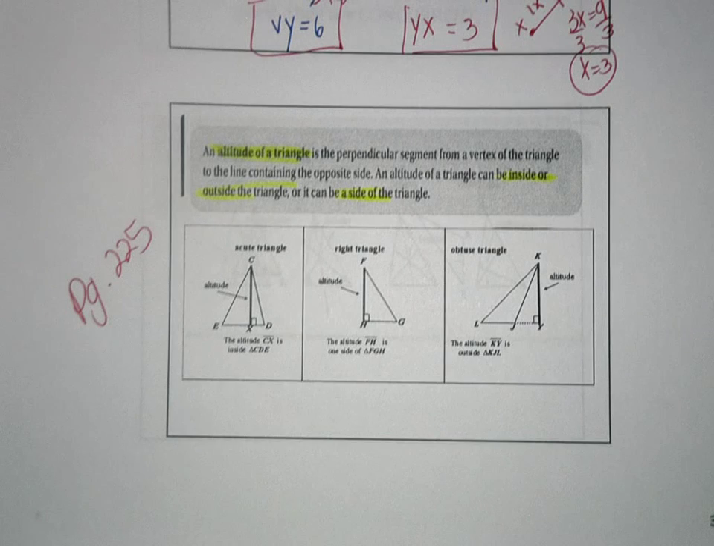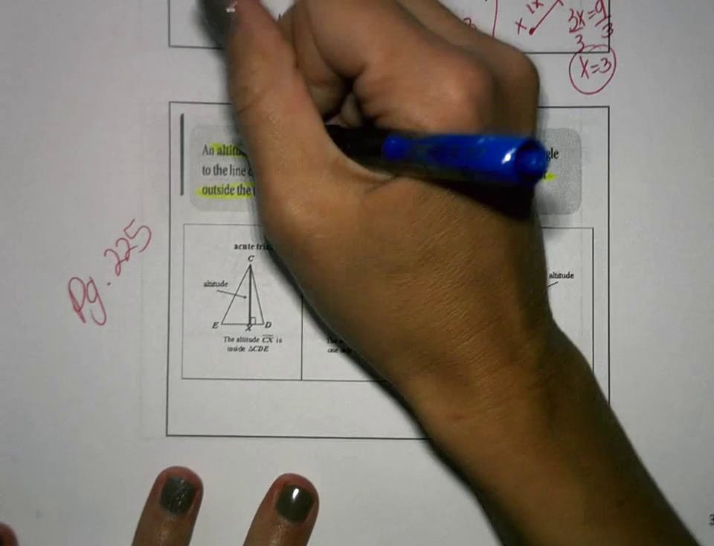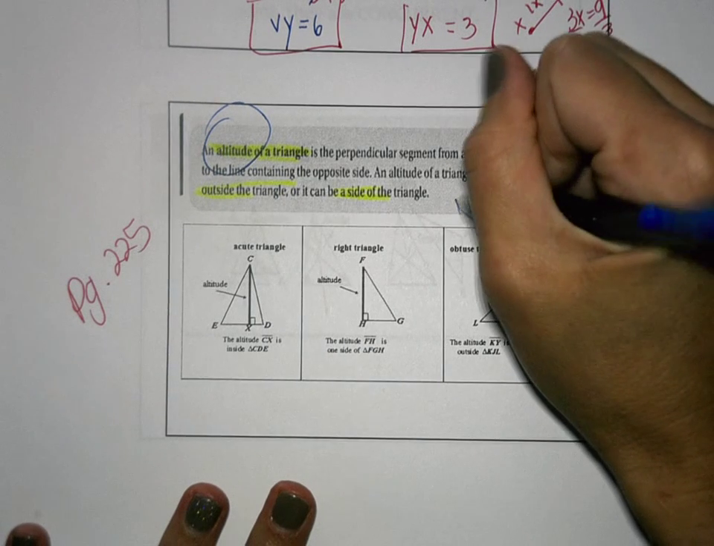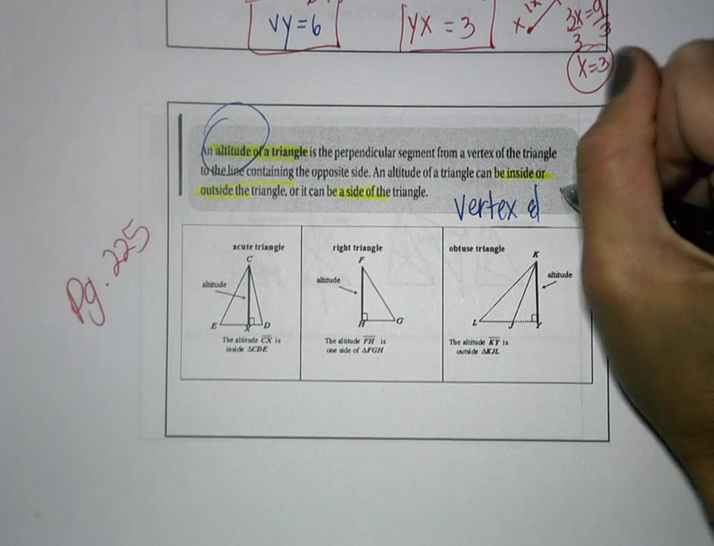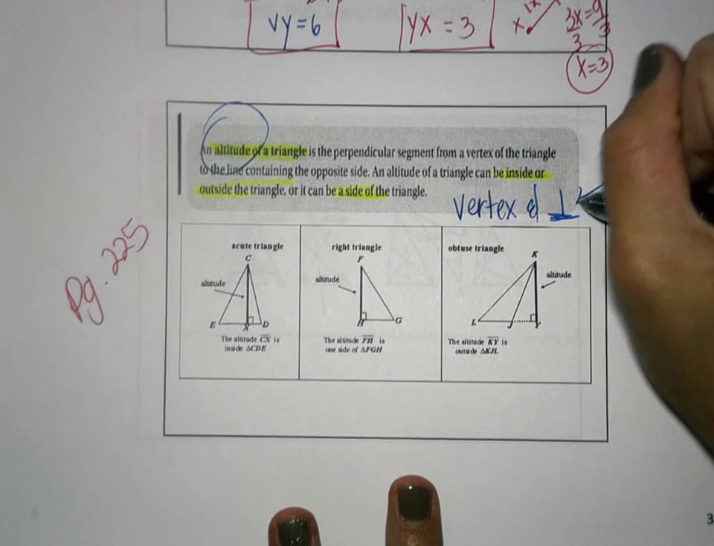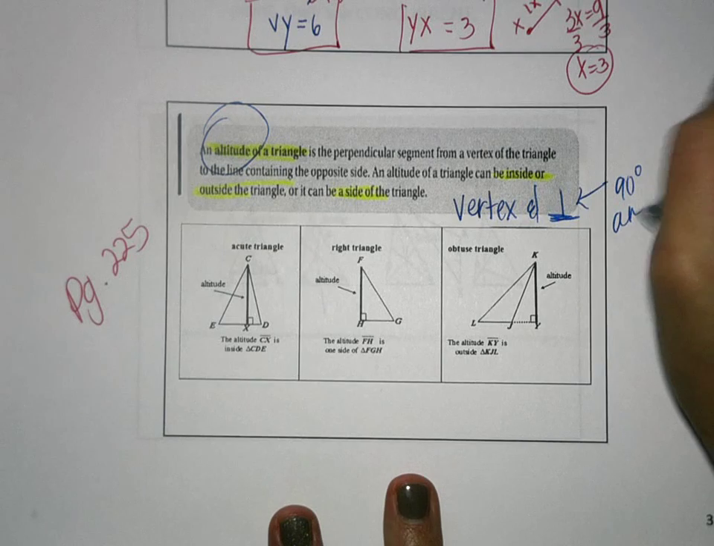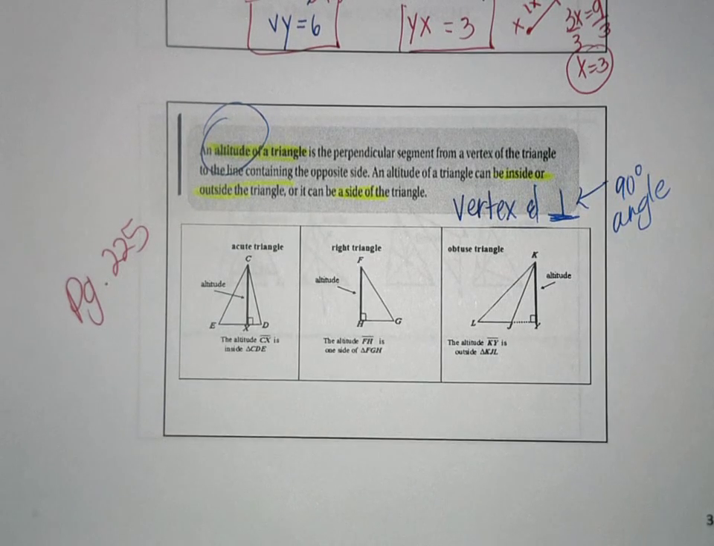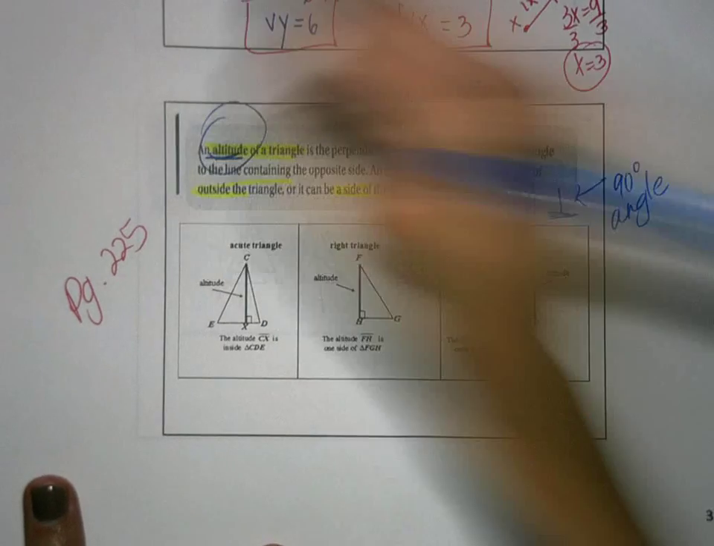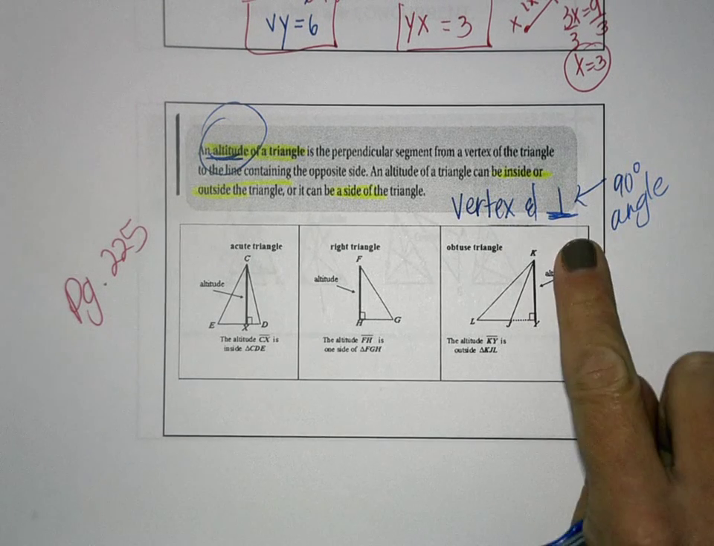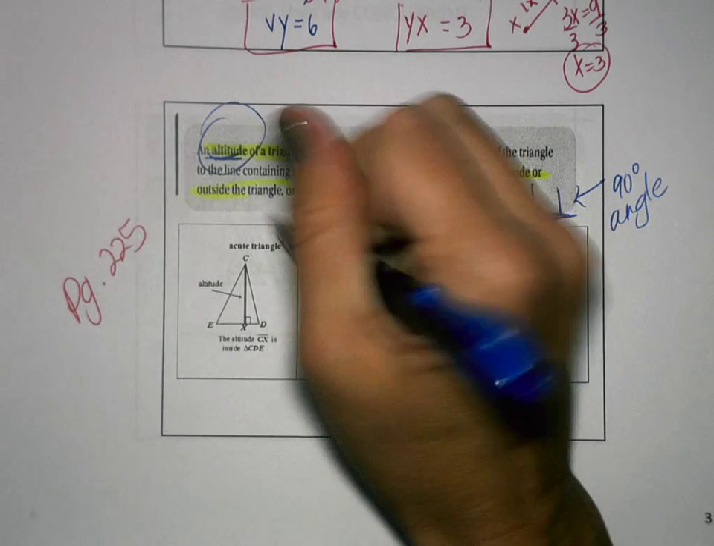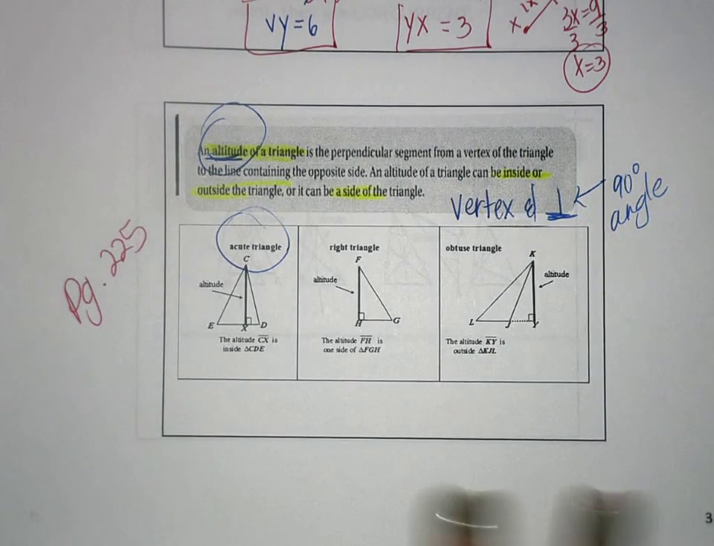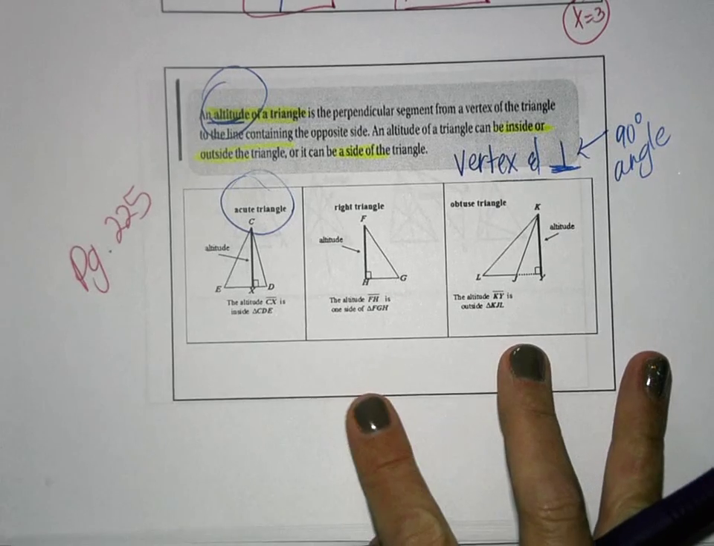Now, what I want you to make a note of is that with altitude, again, it has to go through a vertex and be perpendicular. And perpendicular means that it makes a 90-degree angle. Okay? So if something is an altitude, again, it goes through the vertex and it's perpendicular, which means it makes a 90-degree angle. So see here with an acute triangle, and you don't have these pictures in your book, you might want to write them, or if you don't want to, that's fine.